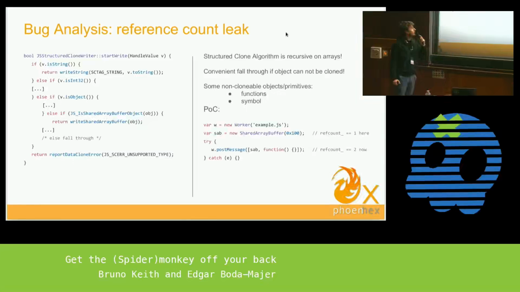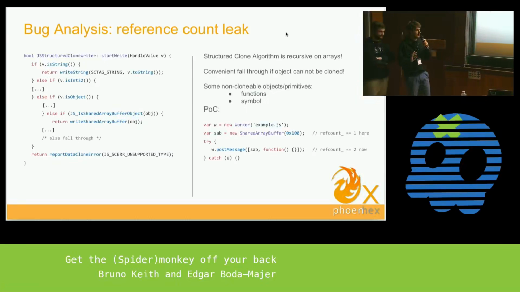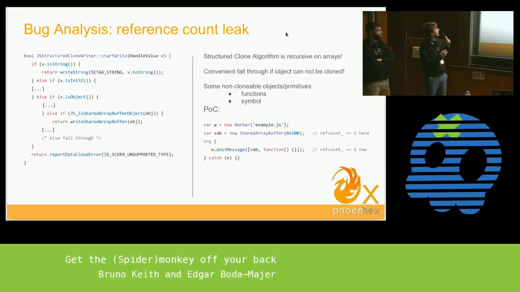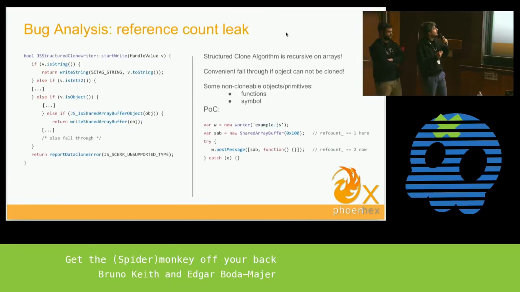So let's look at the implementation of the structured clone algorithm. This is where the objects get serialized. The way it works, it gets a value, and then it checks the type of the value. So for example, if the value is a string, then it will serialize it as a string. If it's an int, it will serialize it as int, and so on.